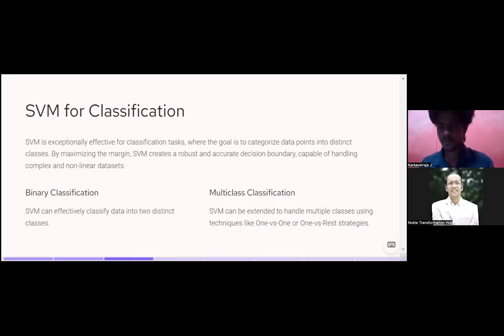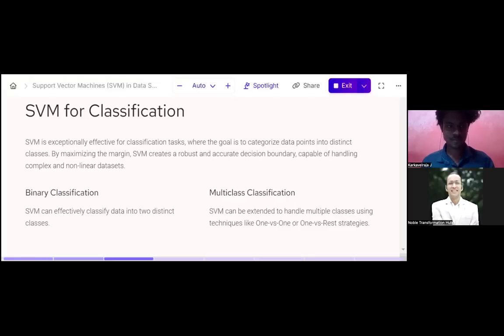SVM for classification. Here we'll just focus on classification, guys. Don't think anything else, only as per the objective we have to define. So we'll only talk about SVM for classification. Other thoughts you have to keep in control. SVM is exceptionally effective for classification tasks, where the goal is to categorize data points into distinct classes.